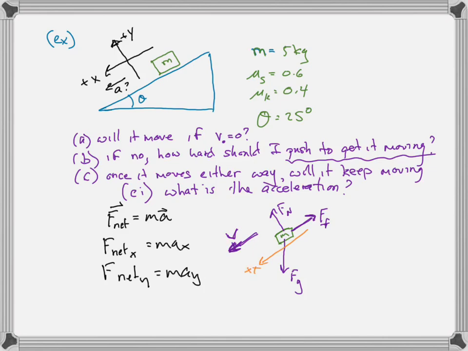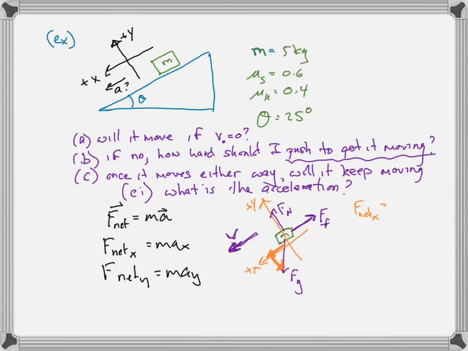This is my plus x direction. This is my plus y direction. I superimpose that on my free body diagram so that I can see that in the x direction, F net x has a component of Fg. A component of Fg is in the x direction, and Fg also has a component in the y direction. So I'm just drawing those components.